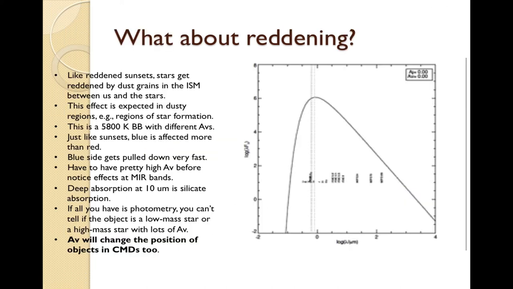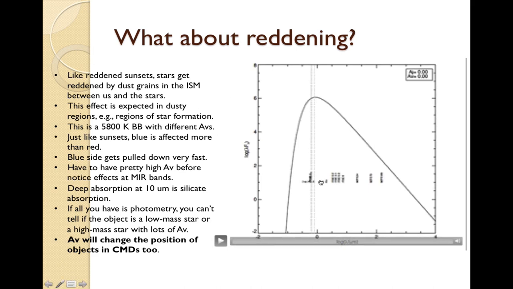Now, I mentioned reddening earlier. Remember that sunsets are nice and red because the dust in our atmosphere preferentially scatters the short wavelength, blue light, leaving the red wavelength. And that's the same sort of thing that's happening in the universe. You get stars that are getting reddened by dust in the interstellar medium. And especially for young stars forming in these dusty nurseries, you end up with lots and lots of dust that reddens the star.